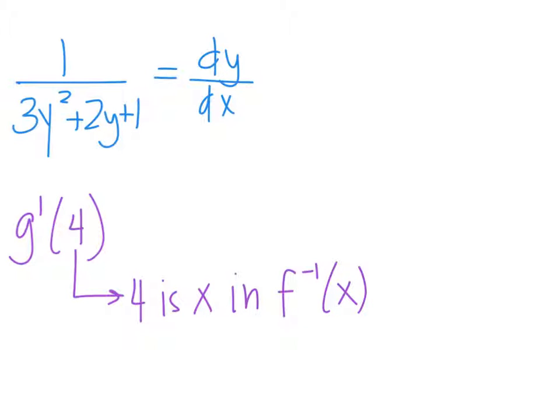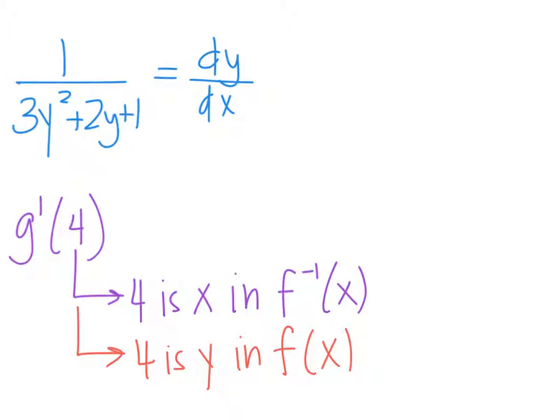So let's recap. I have my derivative. I'm looking for g prime of 4. 4 is x in the inverse world. So who is y? Well, I don't have an inverse function. They never gave me one. They gave me a regular function. And if I wanted to go back and find the inverse function, it would be a hot mess. So we have to work backwards to figure this out. 4 is x in inverse world, therefore 4 is y in function world, because they're inverses of each other.